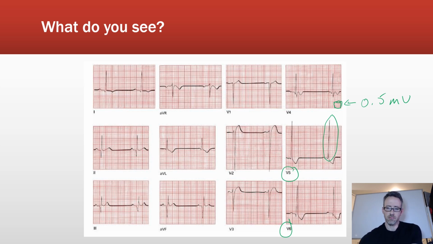So here, in this case, we're going to assume normal calibration, but you can see these really tall uprights right there in V5 and V6. And if you were to count those boxes again, see if it meets that criterion of greater than 35 millimeters in V5 or V6 plus V1 or V2's S wave. You can see here's V2, you can see these deep S waves, and even this is pretty deep right here.